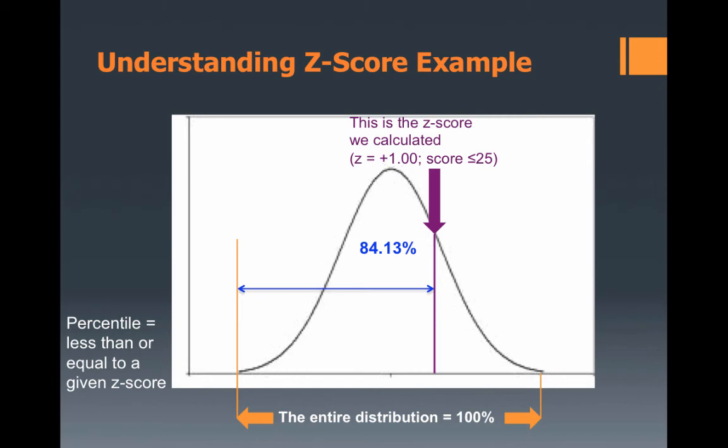Well, now that we know this, and we wanted the scores between 14 and 25, well, we know that 14 is right here at 11.51%. We want the distance between the two purple lines. So all we then do is take the difference of 84.13 and 11.51 to give us our 72.62%.